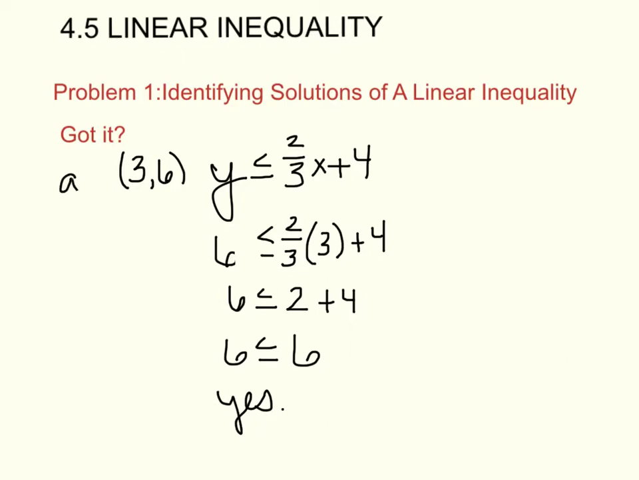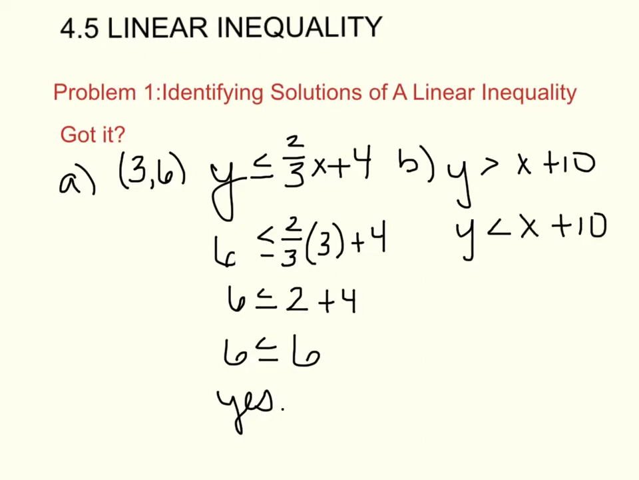So then B asks, suppose an ordered pair is not a solution of y is greater than or equal to x plus 10. Must it be a solution of y is less than x plus 10? Well, let's think about it. Let's make an ordered pair that's not true for that inequality. So I'm going to say 5 is greater than or equal to 1 plus 10. Well, obviously 5 is not greater than or equal to 11. That ordered pair I plugged in that I made up was (1, 5). So now let's try to plug it into this next one.